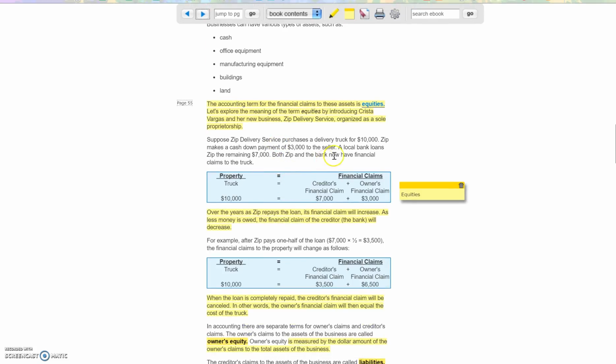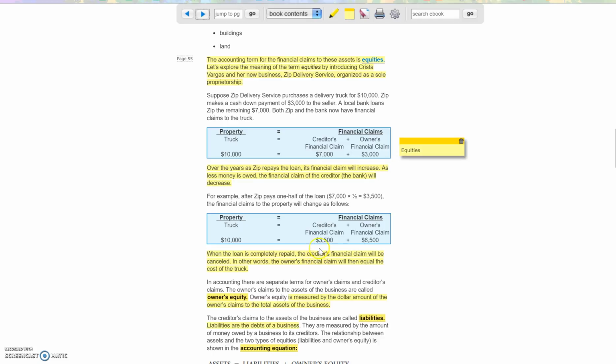She's going to buy a truck for $10,000. She has $3,000 to put down and she's going to get a loan for $7,000. So in our example here, we'd have the property worth $10,000, the creditor's claim is $7,000, and the owner's claim is $3,000. This side over here are the two equities. This is the asset. Over time, we're going to hopefully pay our debt off, and this will decrease. The creditor's claim is decreasing, our claim is increasing until a point where we've paid for the truck entirely.